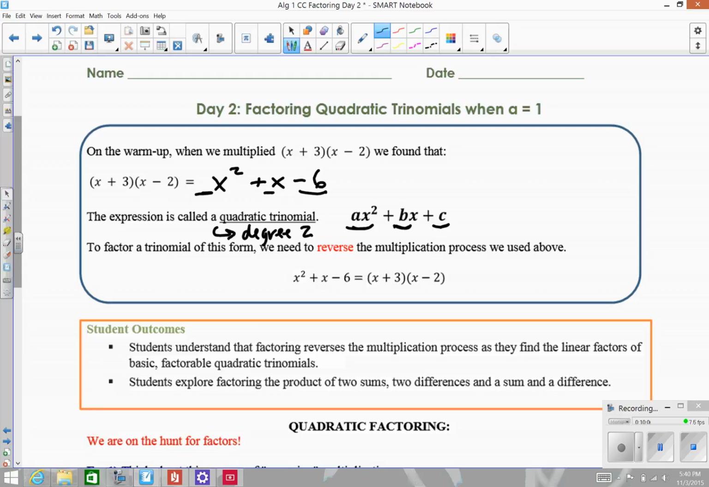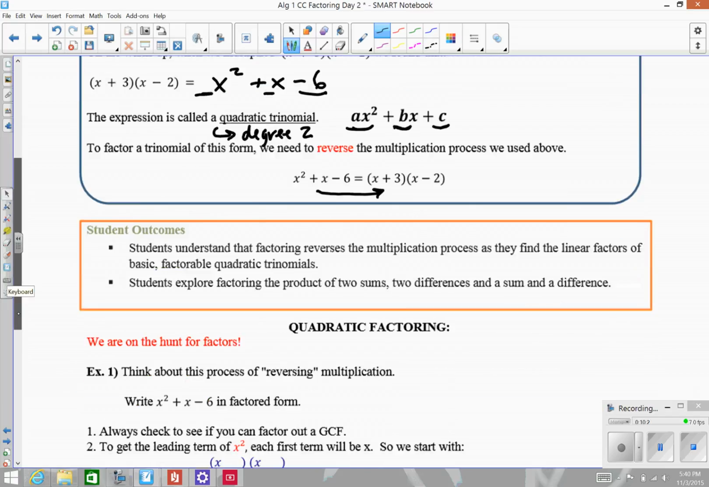Alright, so now I need to be able to factor these trinomials, and I need to be able to go in the opposite direction of the multiplication. So I need to go from a trinomial to my two binomial factors. So here's how we're going to do this.